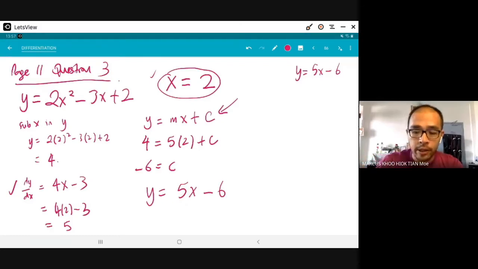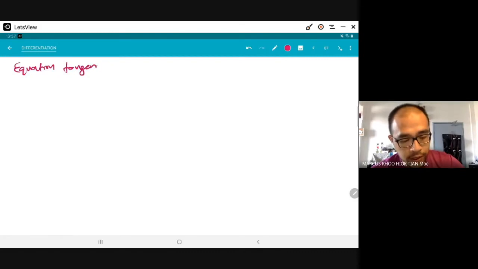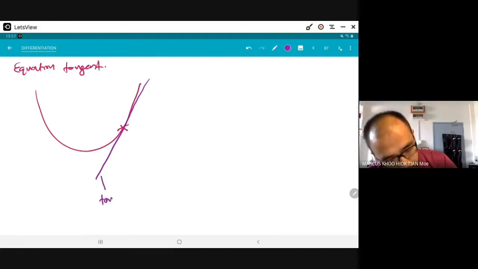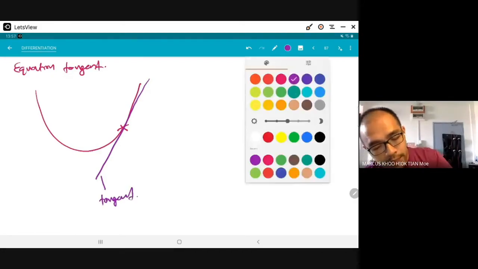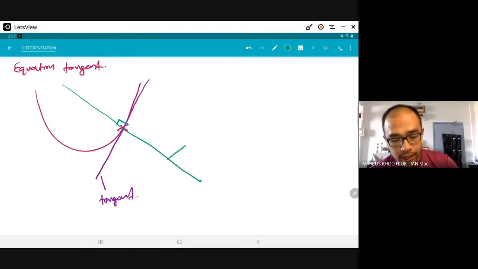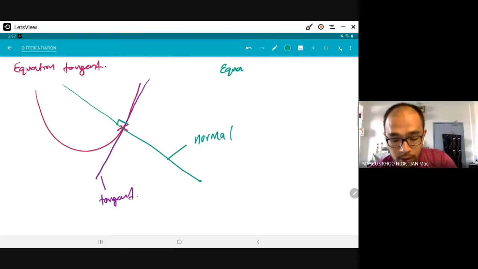Okay, very important. Now, one more thing. So just now I said the equation of the tangent. Okay, the equation of a tangent, for example, if this is a curve and this is the coordinate that we want, so this is the tangent. Okay, so this line is called a tangent. The second thing that you need to know is a line that intersects the tangent at 90 degrees. And this line is called a normal line. Okay, and how do I find the equation of the normal?